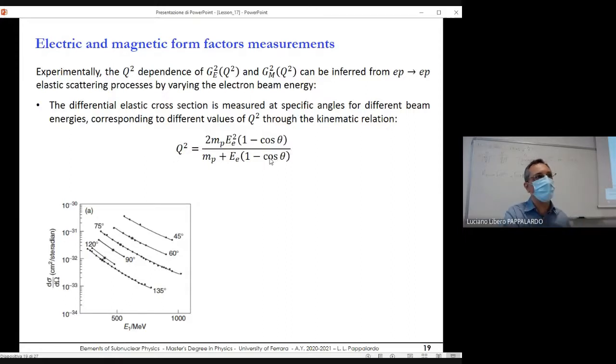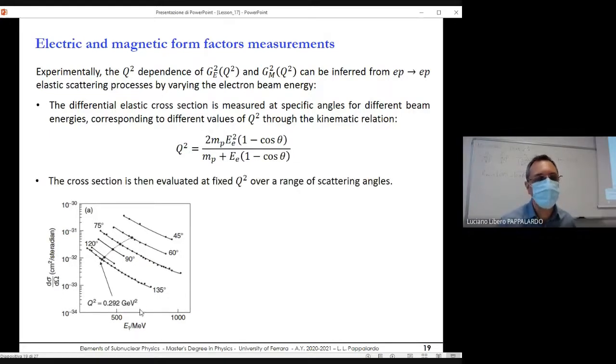So you fix the angle of your spectrometer, you increase the value of the energy, and you obtain this kind of distribution. Then you change your angle and do it again. You change your angle, do it again, and at the end you obtain this kind of set of data. Once you have this, you now fix your Q square to a certain value, and instead you compute your cross-section at a fixed Q square, but at different angles.